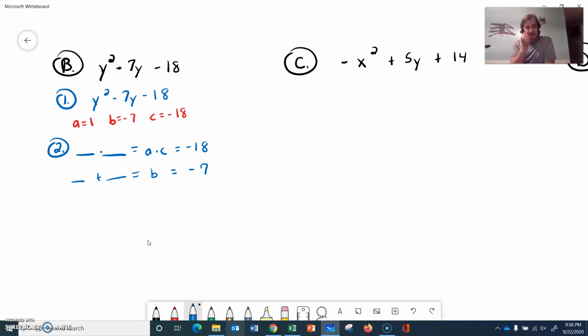So a couple things give you 18, 2 and 9, 3 and 6. But 2 and 9 are the ones that are 7 apart. So 2 and 9 will work, but not just 2 and 9. We have to have a negative, and the bigger number has to be negative since they add up to be negative 7. So 2 and negative 9.